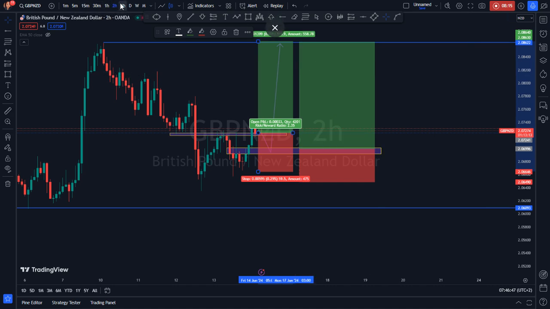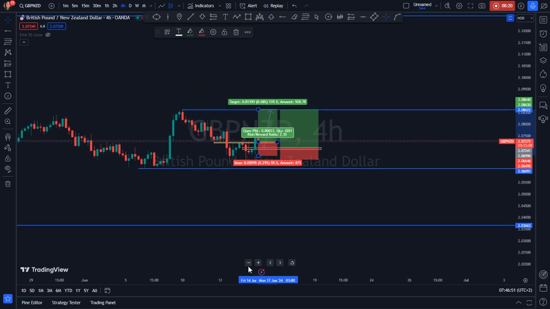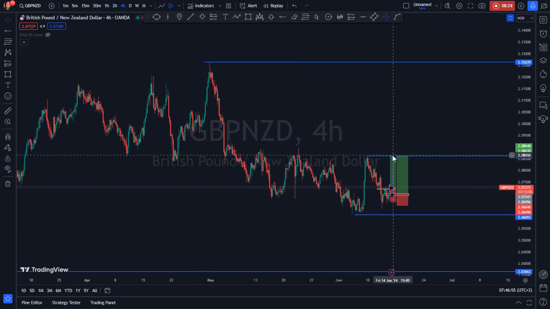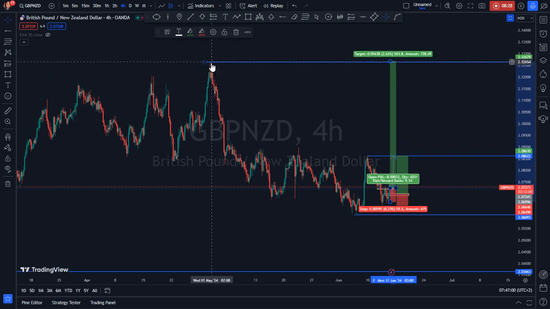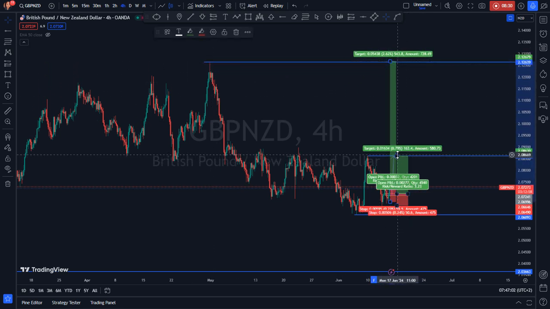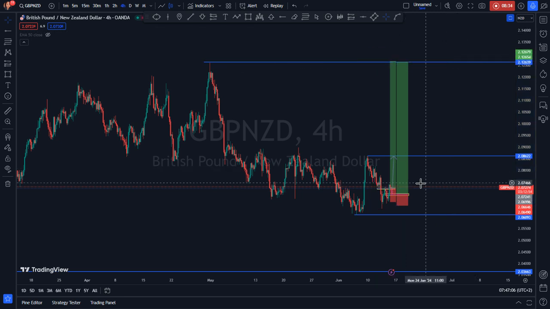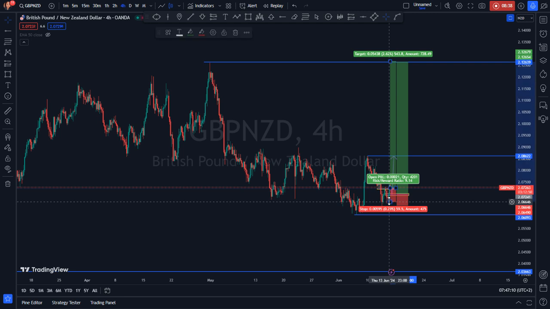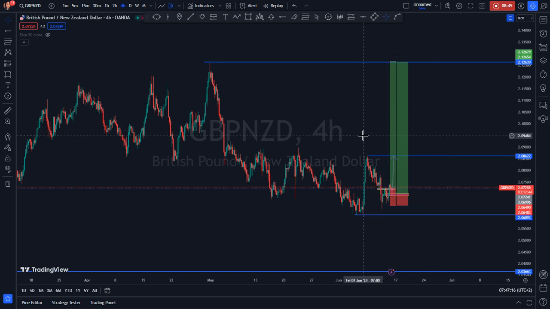Let's go to the hourly and see how far this thing can go. Based on this whole structure, this thing has to move all the way to this point right here, to the previous high. Remember the previous high? That is where it has to move. If you are looking at your risk to reward ratio, this is a very good setup. Your stop loss is actually not that big compared to the profit that you're going to be making.